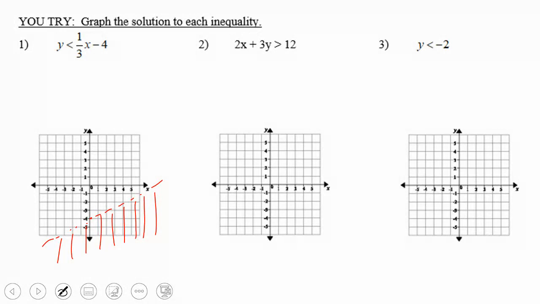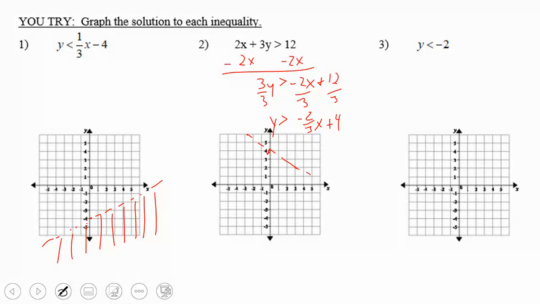For number 2, I need to solve first for y, so I can get it in slope-intercept form. Divide everything by 3. So y is greater than negative 2/3 x plus 4. So I start at 4, down 2, to the right 3, just making sure I'm negative. It's greater than, so it's dashed. There's no equal sign, we're not including the line. And since it's greater than, I'm making lines going up from my line.